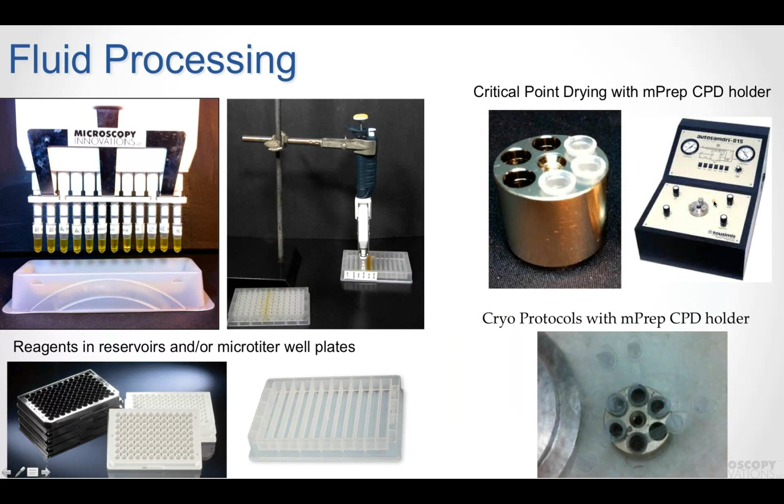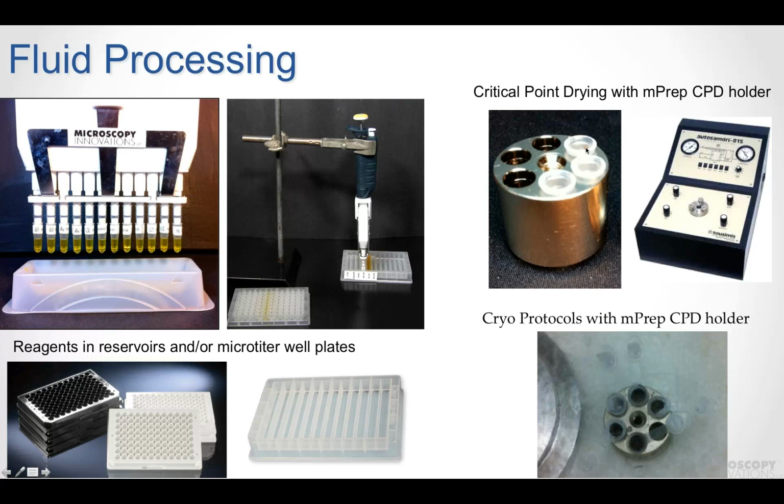We can also transfer capsules into a critical point drying apparatus using the mPrep CPD holder. So this is a block of metal. The capsules are inserted into the CPD holder, and the fluid can flow all the way through the bottom of this for very efficient exchanges of transition fluids. And this holder has a cover, which you don't see here. I'll show that later. But this holder can also be used for certain cryogenic protocols.